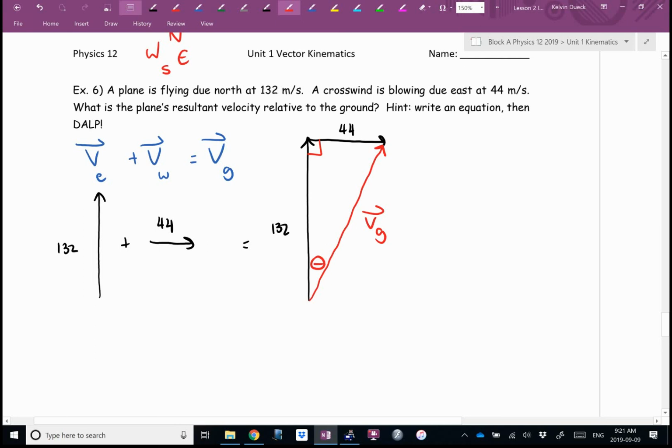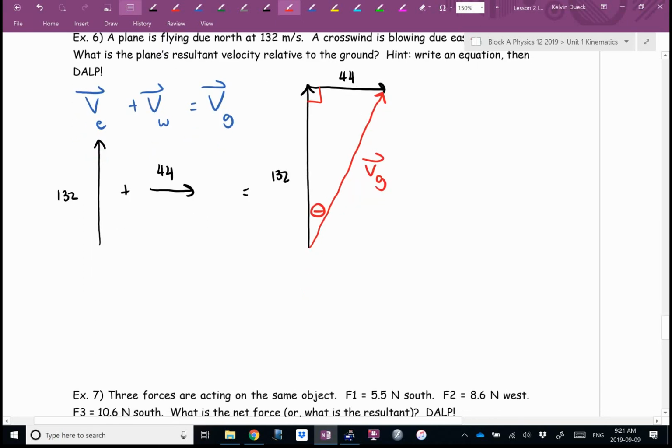Got the setup? Good, solve this on your own. I'm not going to freeze the screen this time, but I'm not going to talk you through it. I'm just going to do it.